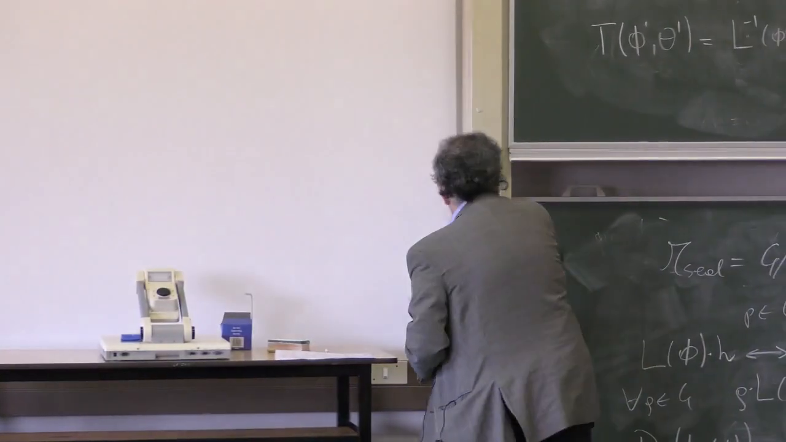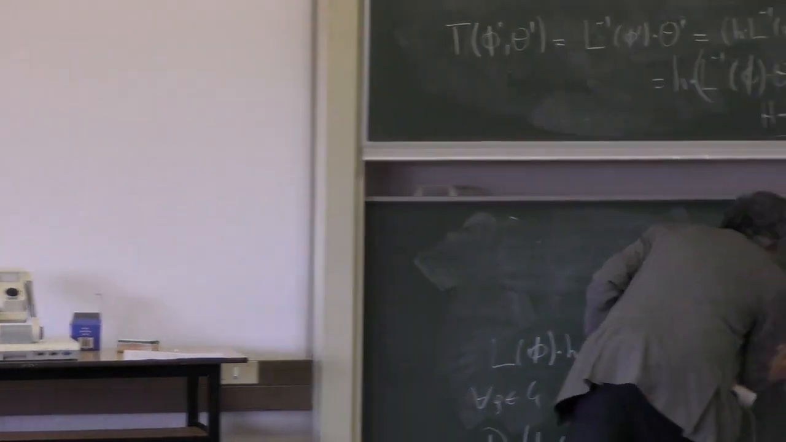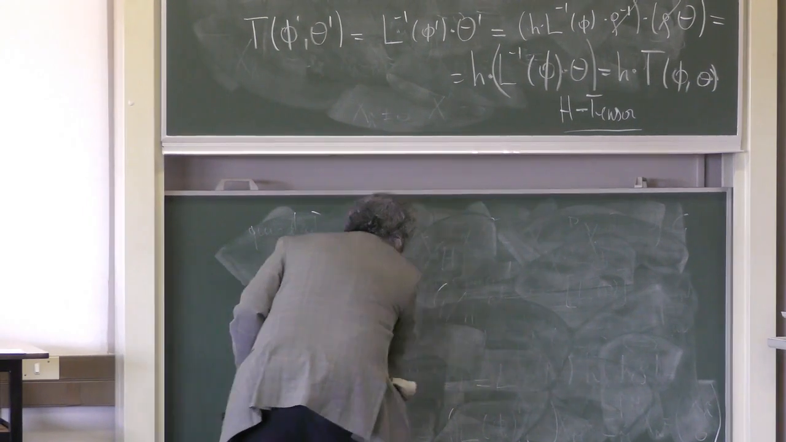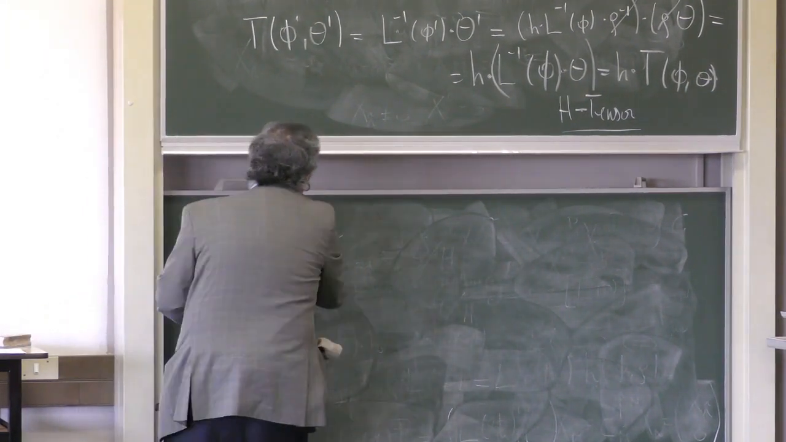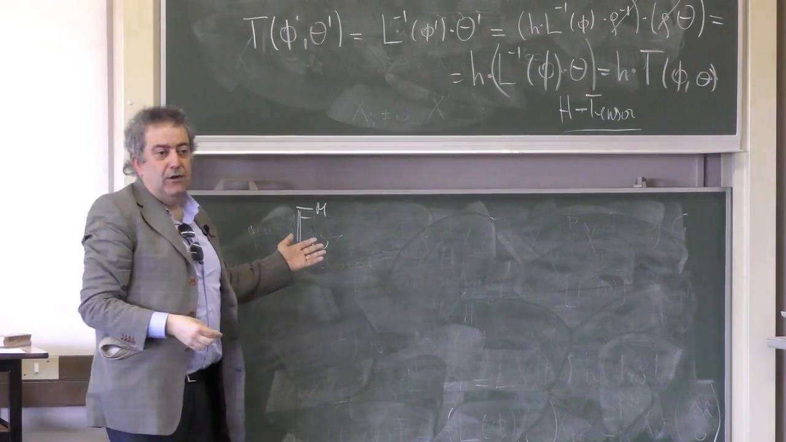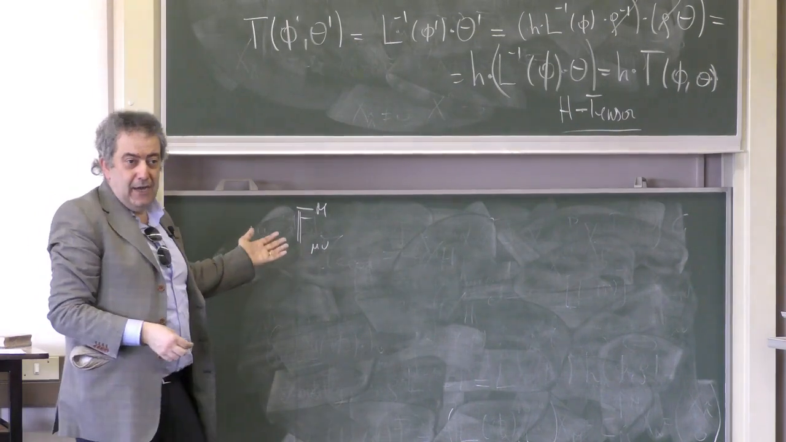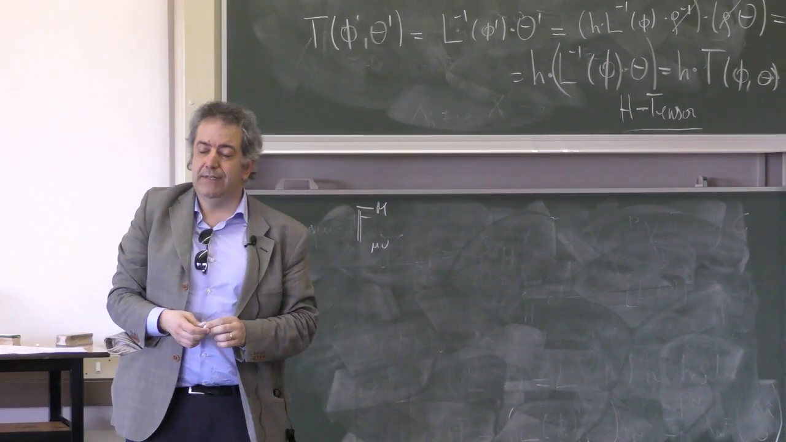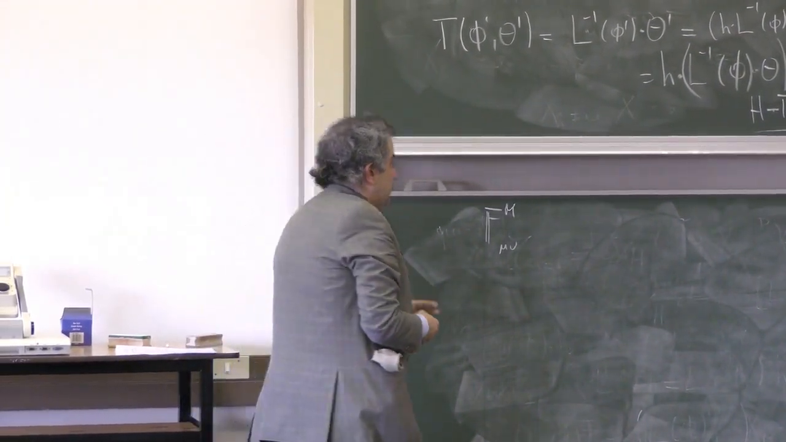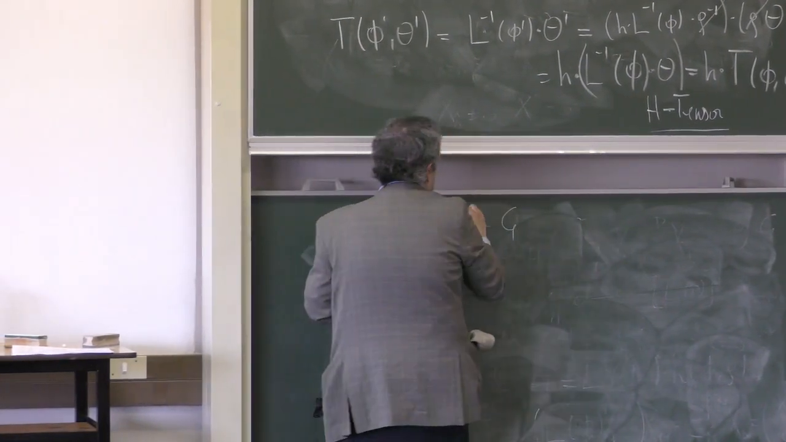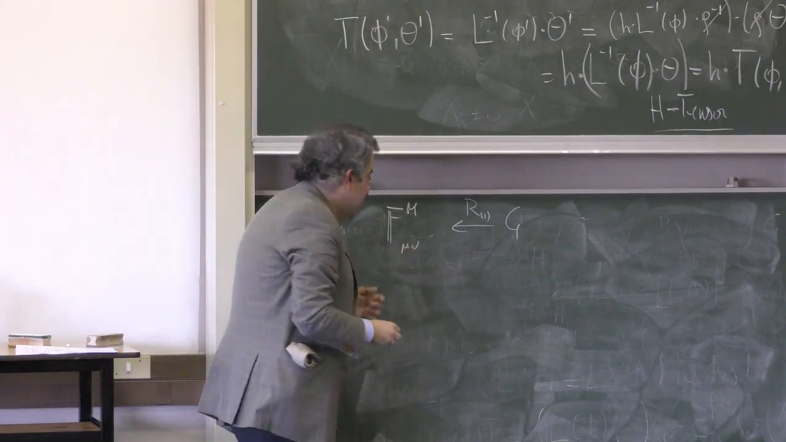I give another example of composite field, which are dressed field strengths. These are also important in supergravity. So we have our F_mu nu, which depend only on the vector fields. These are our electric and magnetic field strengths. It transforms under G, we know, in the representation R_V.